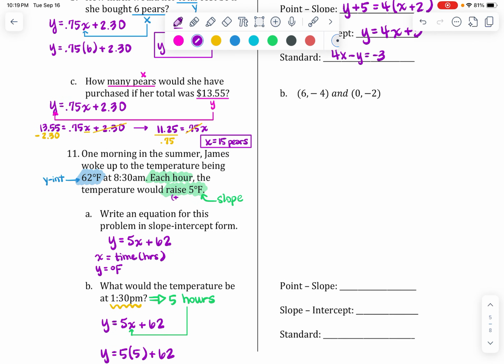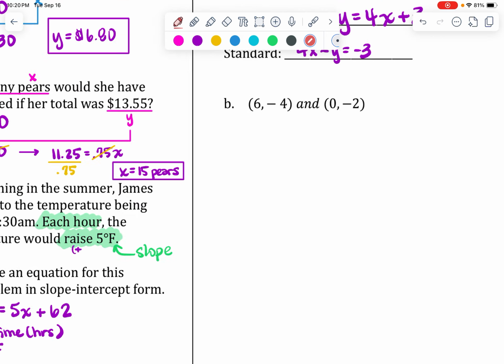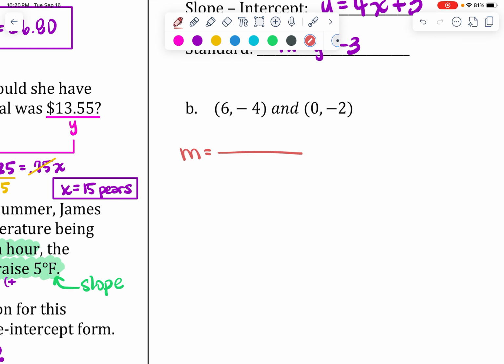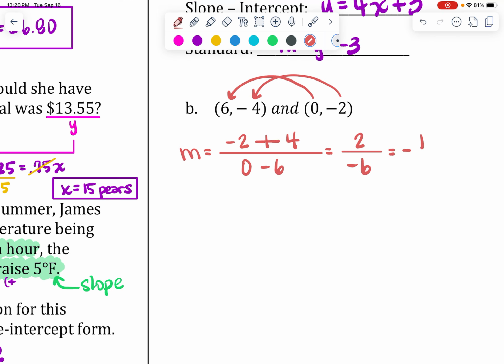Okay, one more of those. Again, 2 points, so we have to do slope formula. So here we go. Slope formula: y2 minus y1. Again, it doesn't matter which one you start with. So -2 minus -4. That is a double negative, so it's going to change to a plus sign. And -2 plus 4 is 2. Then we do 0 minus 6, which is -6. So 2 divided by -6 is -1/3.